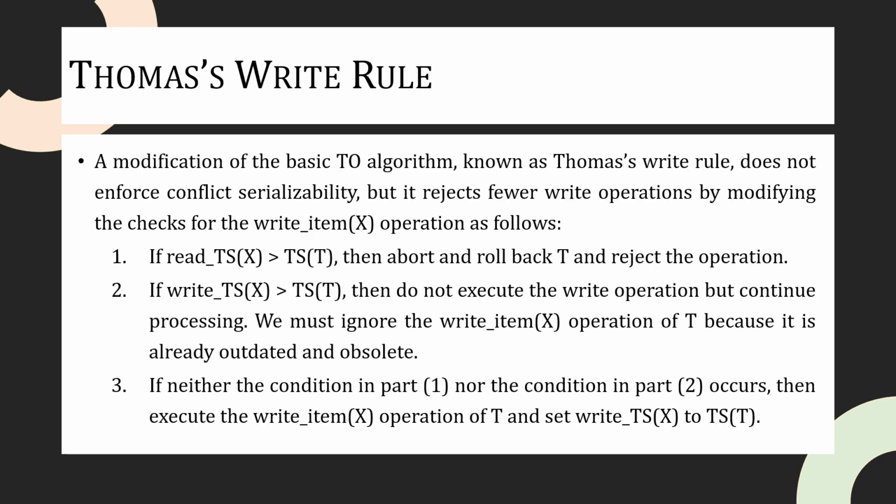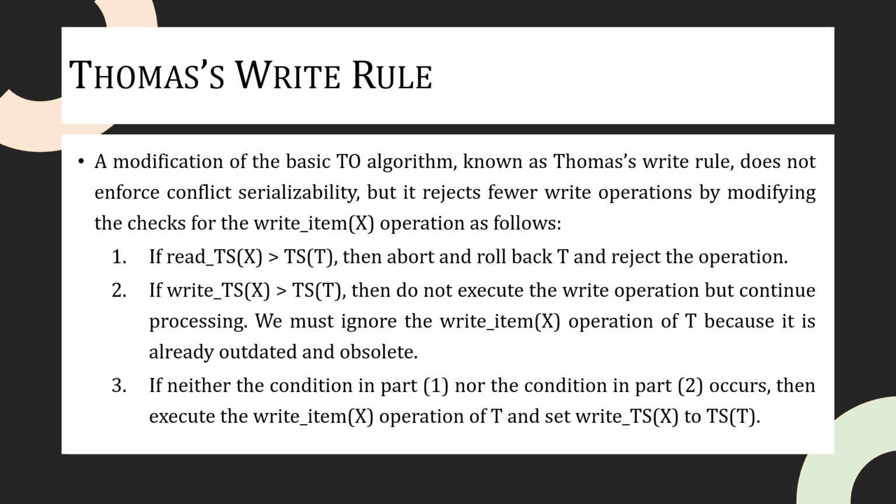A modification of this basic TO algorithm, known as the Thomas write rule, does not enforce conflict serializability, but it rejects fewer write operations by modifying the checks for the write item of X operation. First, if the read timestamp on X is greater than the timestamp of the transaction T, then abort and roll back T and reject the operation. Second, if the write timestamp on X is greater than the timestamp of T, then do not execute the write operation but continue processing.